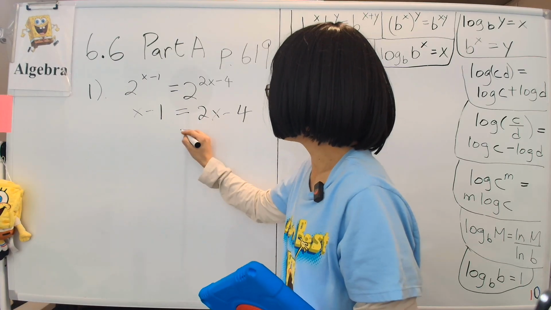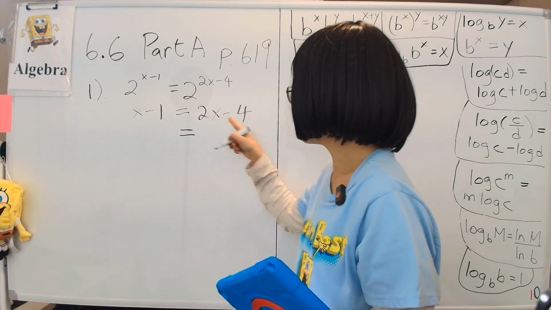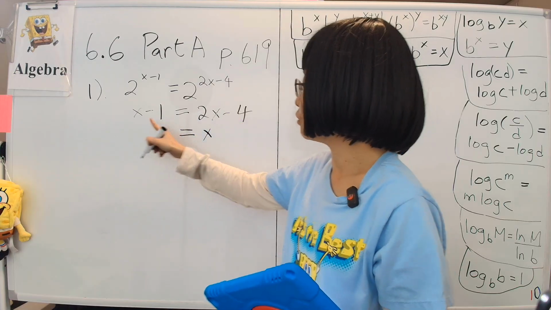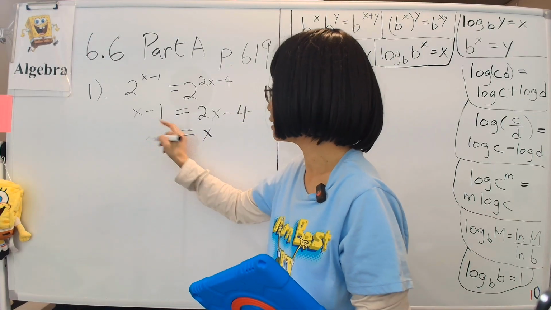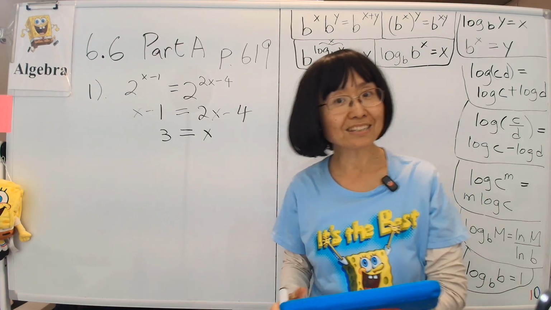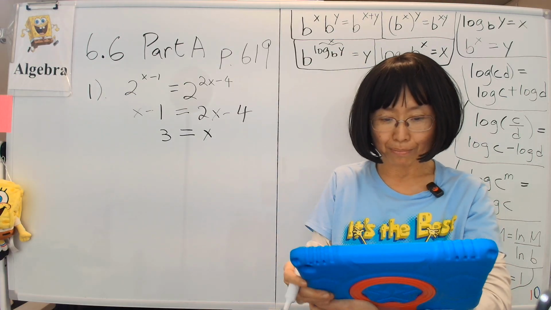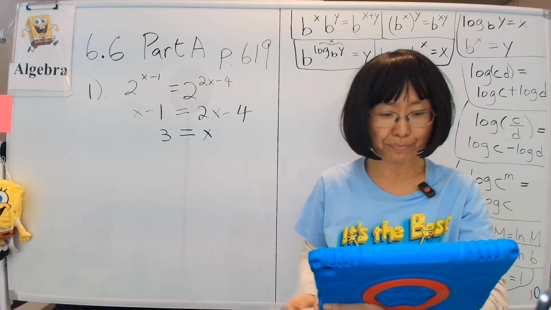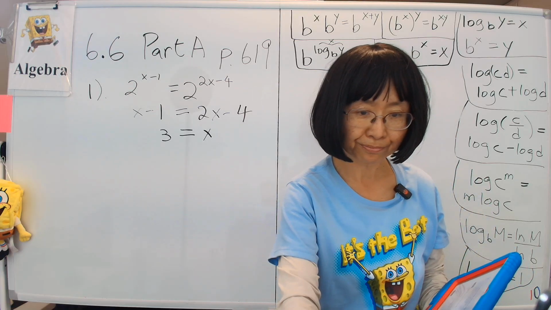We'll move the x over here, and it becomes minus x. 2x minus x, and move the 4 over here, and it becomes positive. 4 minus 1 should be positive 3. So x equals 3 is the answer. And that is problem 1. And then the next example on the following page, example 2.